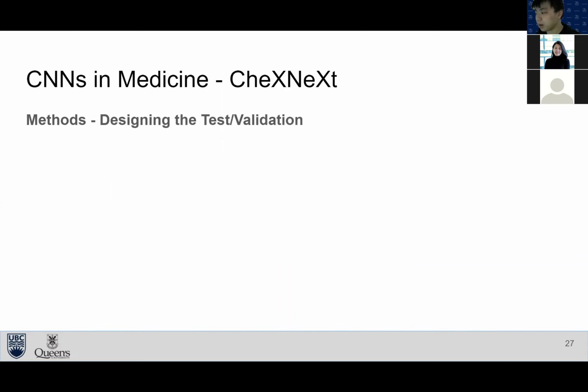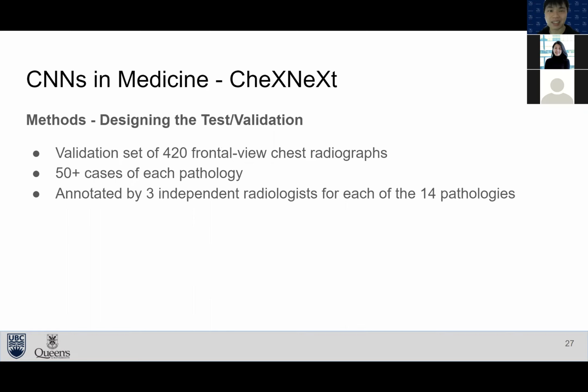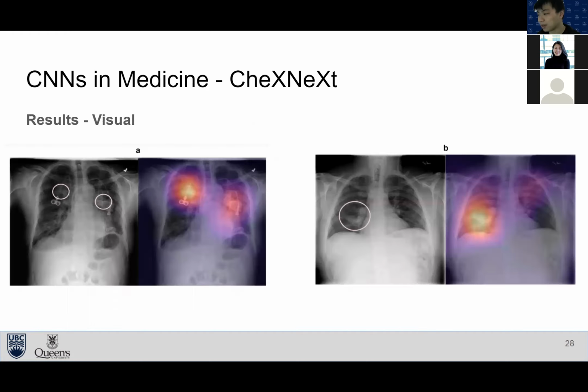So when they validated the method, they had a set of 420 frontal view chest radiographs with 50 cases of each pathology, which, it's not like, oh, I would prefer the validation set to be larger, but it's not that bad. It was annotated by different radiologists, which is great. You always want different expert annotations. This I have no problem with.